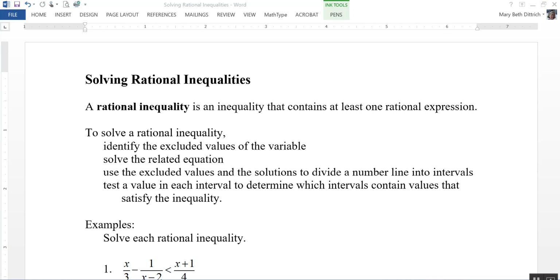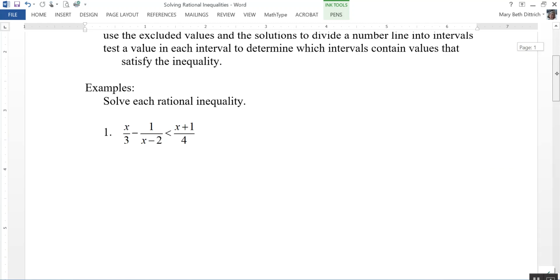Then we're going to use those excluded values and the solutions that we determined to divide a number line into intervals. And lastly, we want to test a value in each one of those intervals to determine which intervals contain values that satisfy the inequality. So, quite a few steps, sounds a little complicated, but let's take a look at a couple examples.